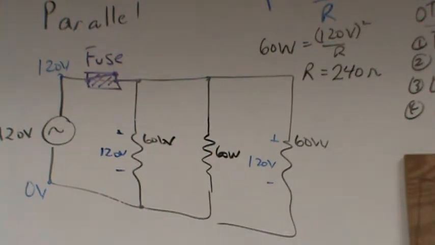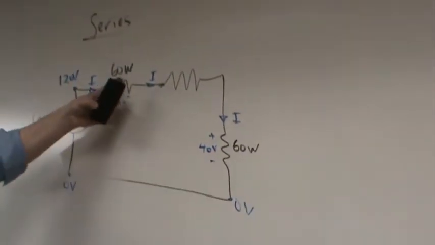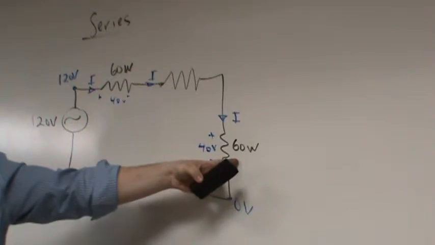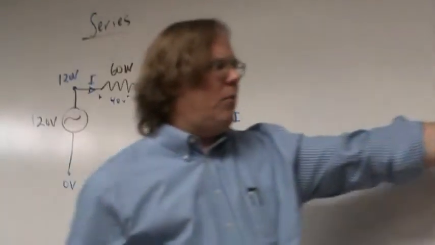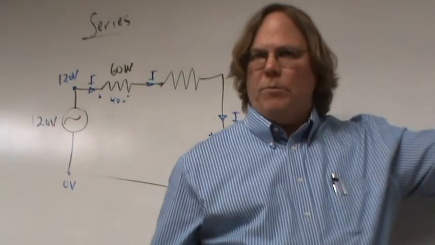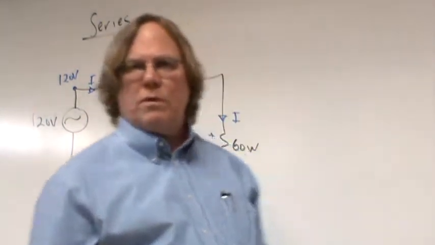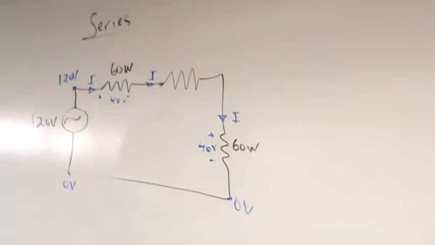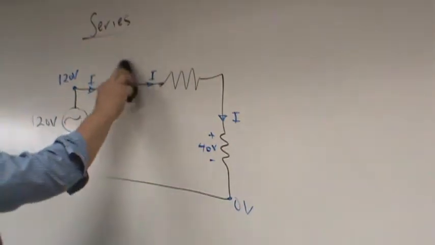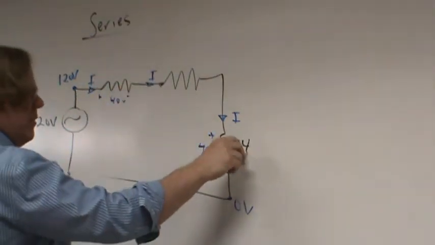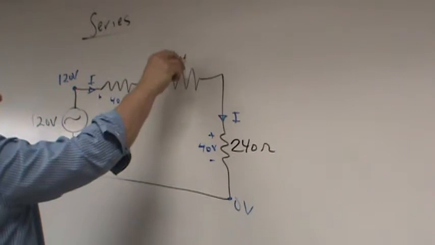Tell me, when I hook up these bulbs in series, should I be calling these bulbs 60 watts? No way. They only get to be called 60-watt bulbs if you're hooking them up in parallel across the 120-volt source. But if you're going to put only 40 volts across these bulbs, they don't get to be 60-watt bulbs anymore. So I'm just going to erase the 60 watts, because that's misleading. But I can label them as 240 ohms.